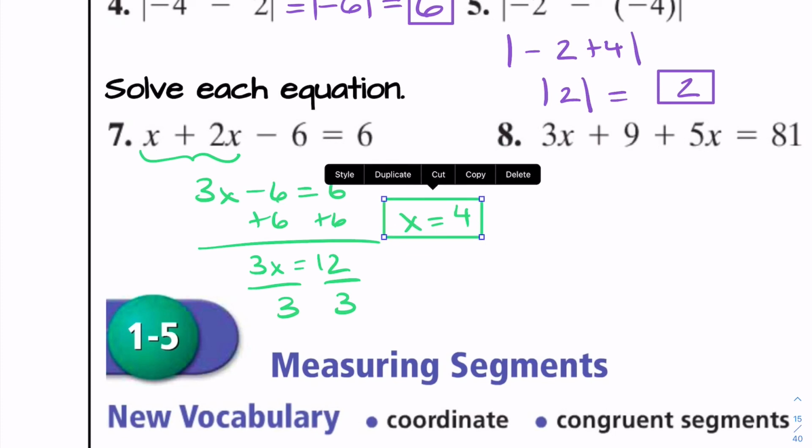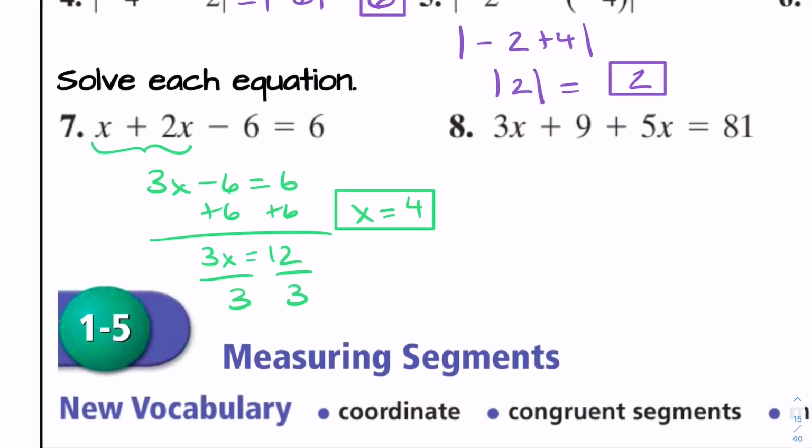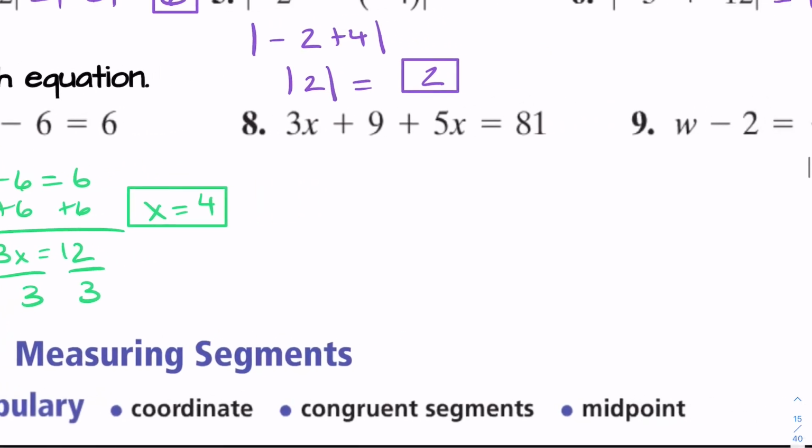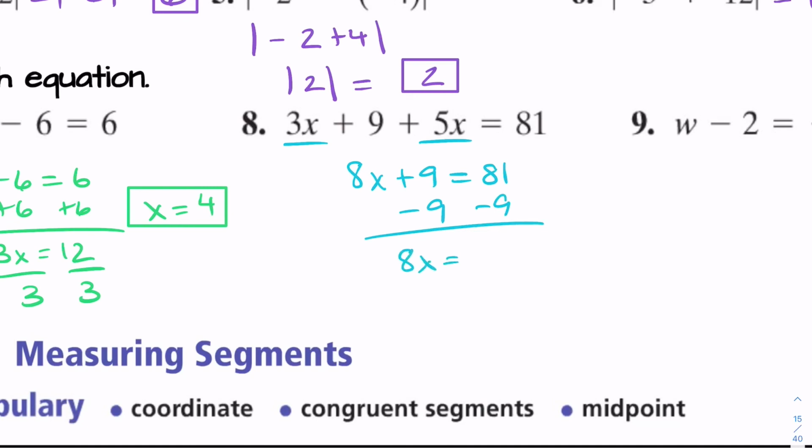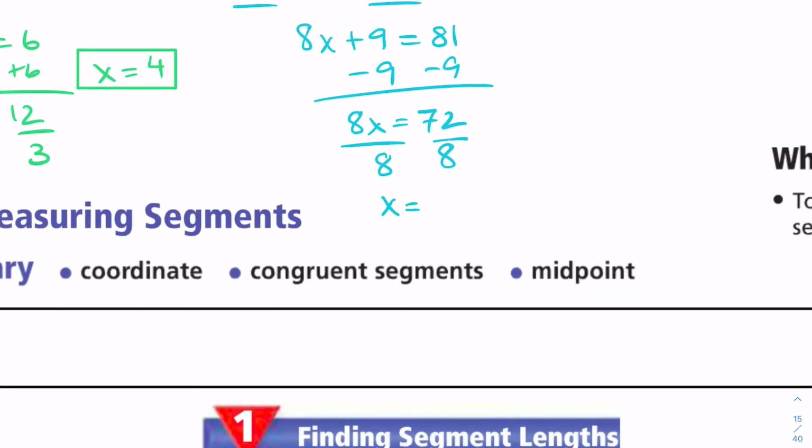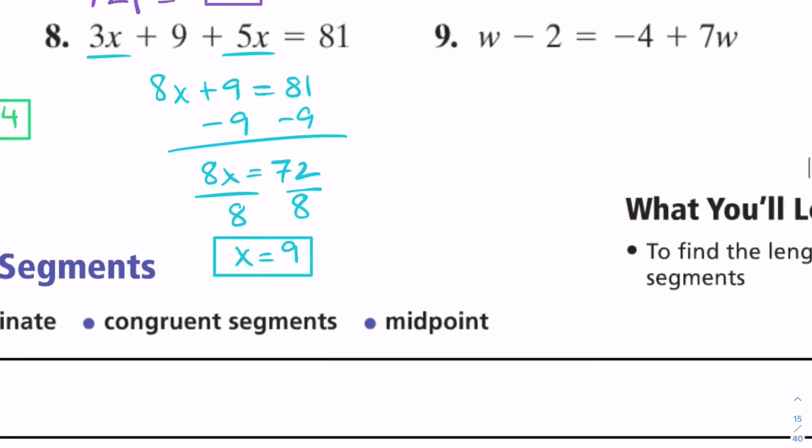Again, we can evaluate that if we want to know if we got the right answer. Okay, we are going to combine these, so we get 8x plus 9 equals 81. Take away 9 from both sides. We get 72. So x equals 9. Again, feel free to pause. You can catch up with the work, okay? Just again, trying to save time.